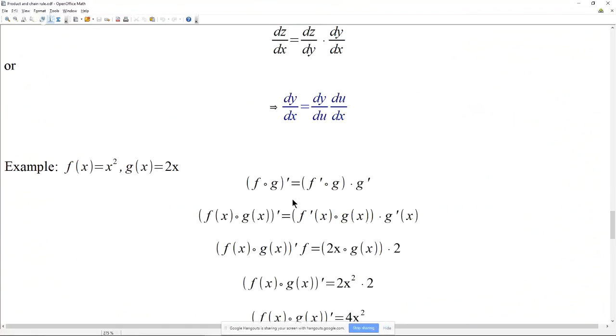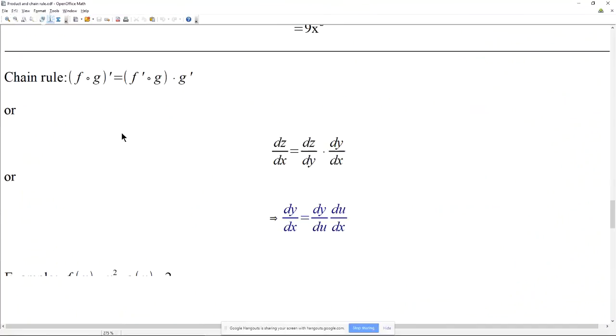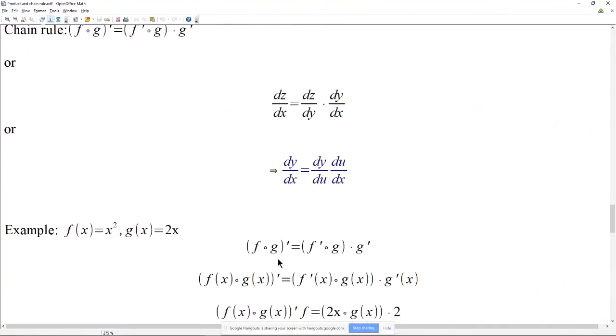Let's break this down using this notation up here. What we have is f composite g prime, which is your first derivative, right? This is your definition of the chain rule. So we're just going to stick stuff in here, okay?